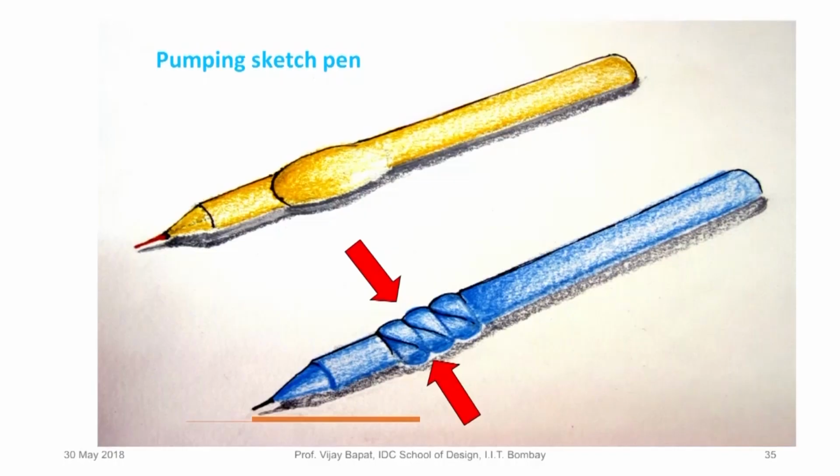Pumping sketch pen. So there is some small portion of the sketch pen which allows you to press. So advantage, same sketch pen can be used for drawing 1 mm line. If I press, it becomes 3 mm line. Possible? Because more ink flow will happen. Pumping sketch pen.